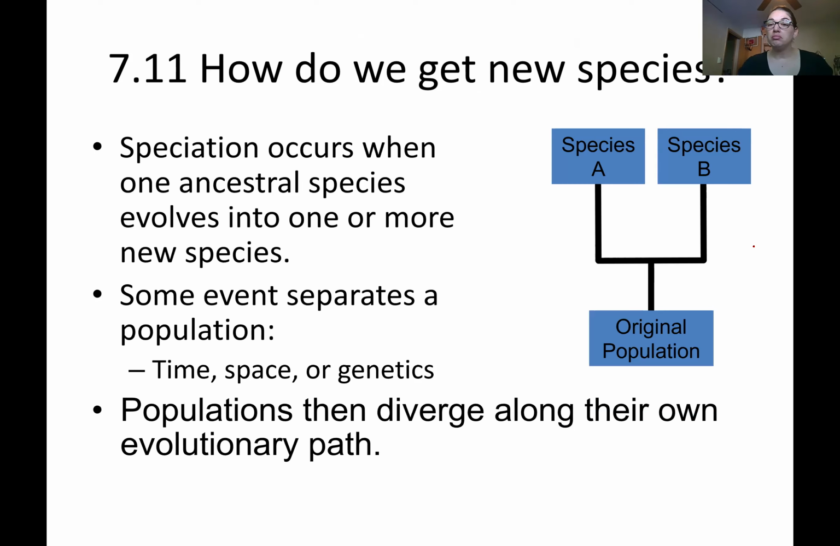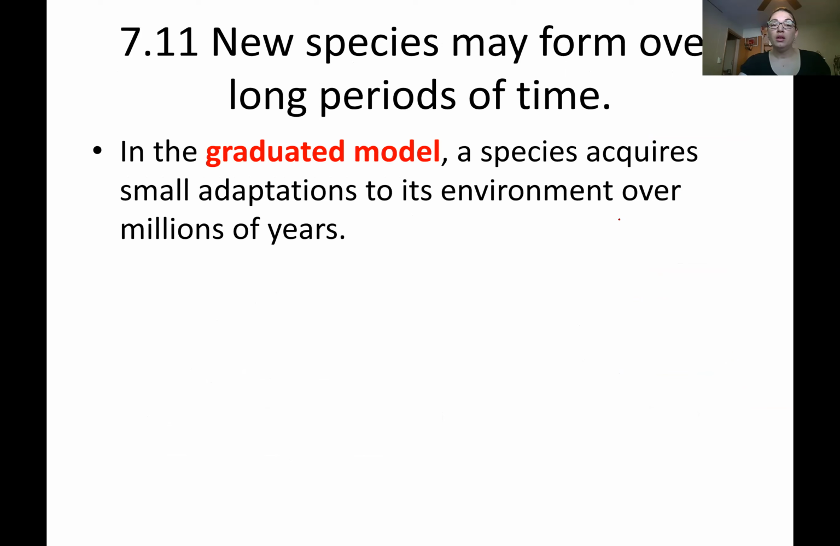So in this very simple drawing here, we have the original population, where at some point there is a divergence and it splits into two new species from the original population. And this is all over time. It does not just happen like that.